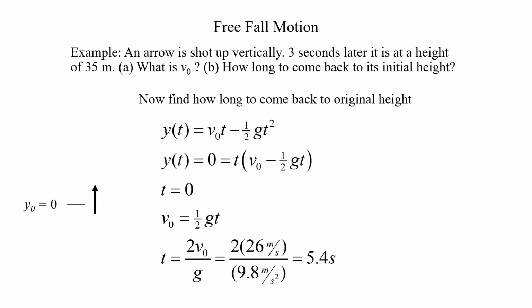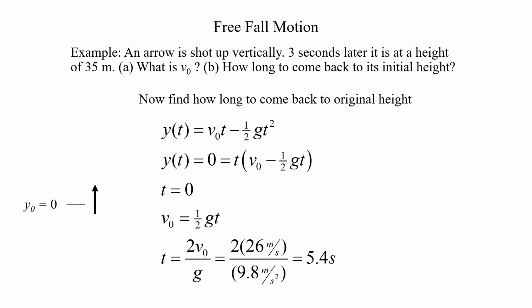Well, the first one, t equals 0, that's just when we started, so we want the second one. So I set v naught minus 1/2 gt equal to 0, and then that gives us v naught equals 1/2 gt, or t equals 5.4 seconds. So that's the total time it takes to go up and back down.